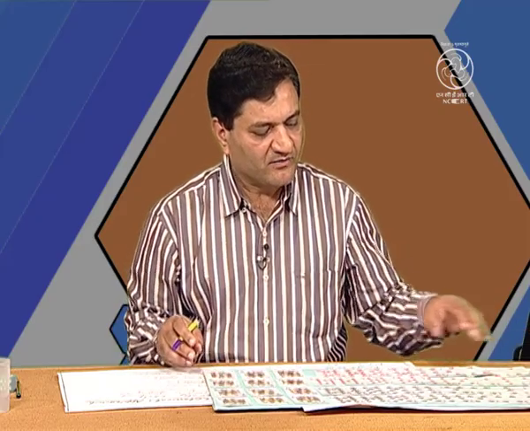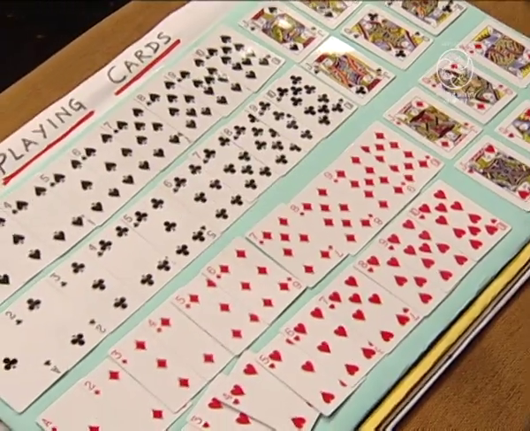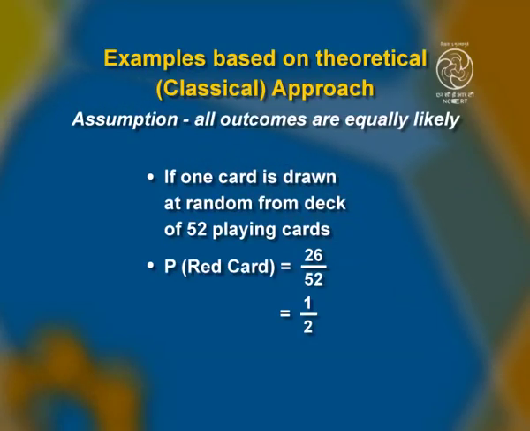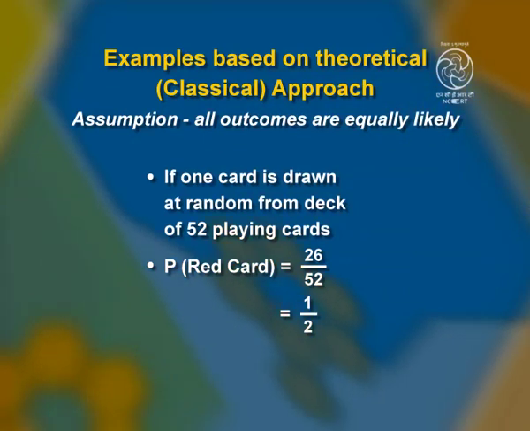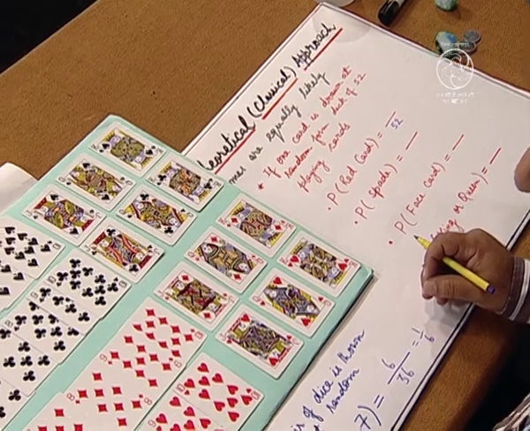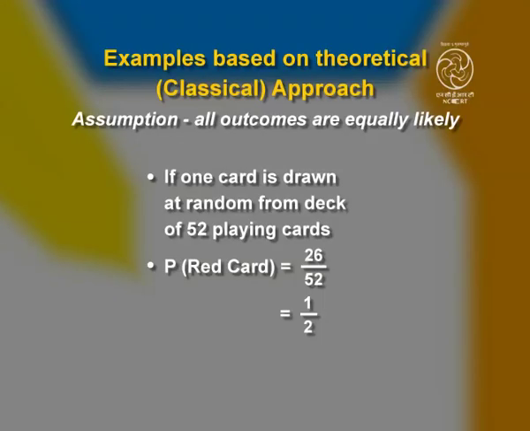Now finally, let us take one last case of an experiment in which one card is drawn at random from a deck of 52 playing cards. And suppose we have to find the probability of a red card. Now, in all we know there are 52 playing cards. So in the denominator will come all possible outcomes, which are 52. And to find the probability of a red card, there are 26 red cards. So 26 by 52, which is equal to half.